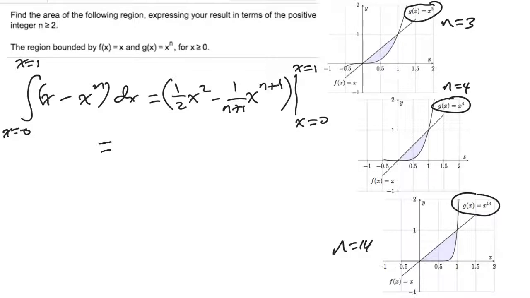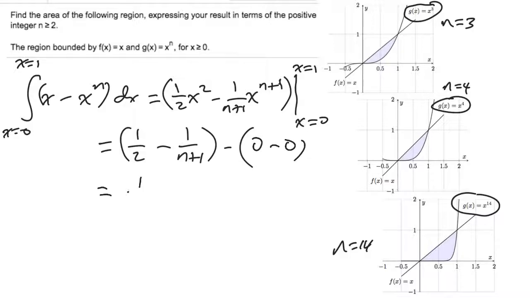And so when I plug 1 in for x, I get 1/2 minus 1 over n plus 1, because 1 to any power is 1. And then I subtract the result of plugging in 0 in for x. But if I plug 0 in for x, I get 0 here, I get 0 here, and so that's a wash. And so my answer is 1/2 minus 1 over n plus 1 is the area.